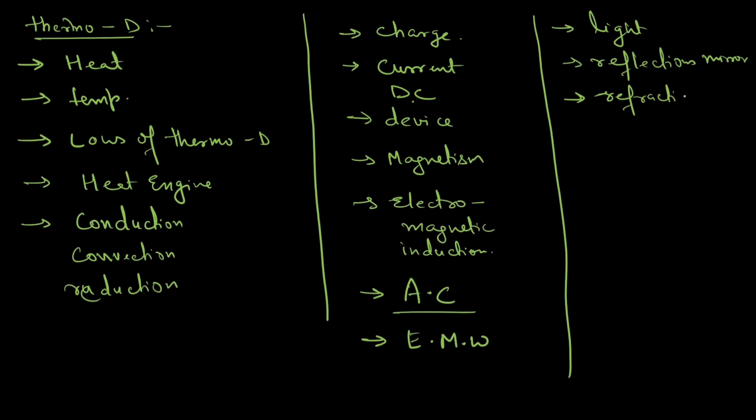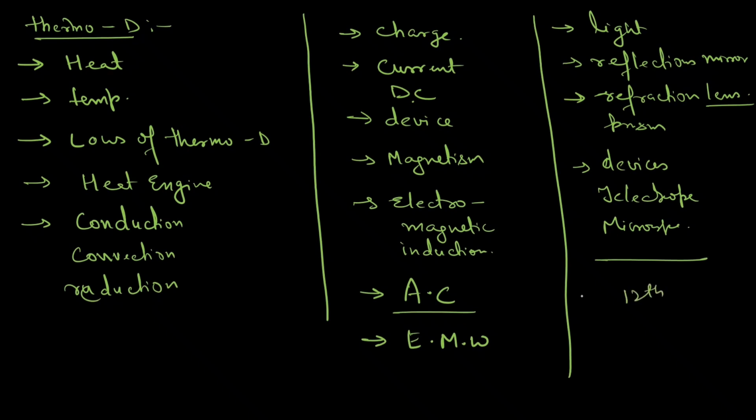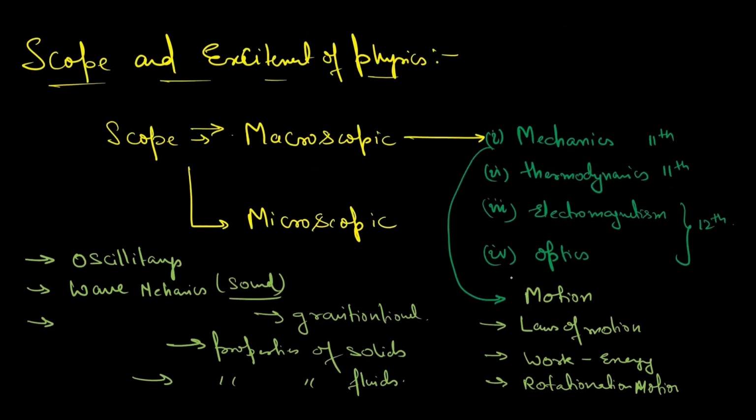In refraction we will talk about lenses. Prism we will try to study. Then we will study the devices in this also. For example, telescope, how it is working, microscope, how they are working, different things we are going to study. So these are the full macroscopic part, which is important in 12th. These two are important in 12th, and this is important in 11th.